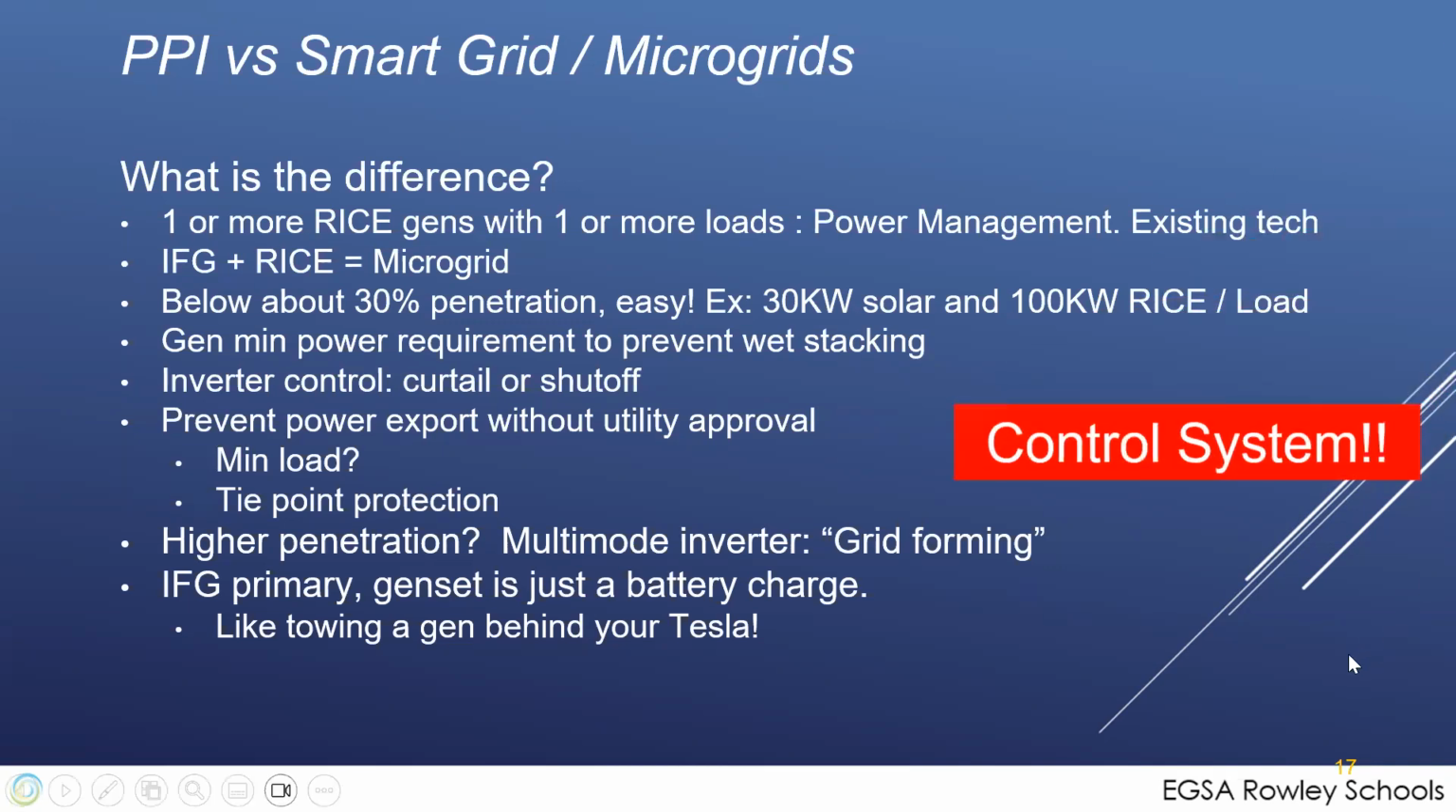And of course, the difference is the control system, right? When you have below 30% penetration, it's very easy. All you really have to do is protect the generator against reverse power, and all you have to do is turn the inverter off. So you send a contact at some low power level and shut off the IFG. When you get into higher penetration with the grid forming inverter, then your control system needs to be much more. And there are companies that do just that, make control systems for these microgrid applications. It's a new business that's found its footing in the last few years.